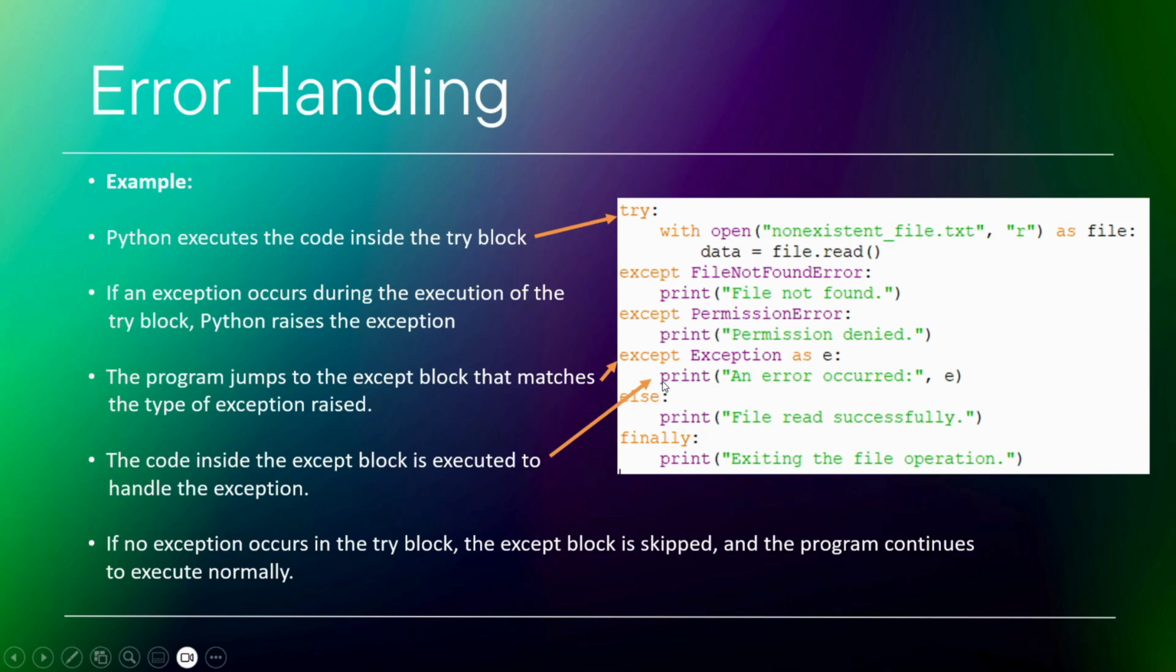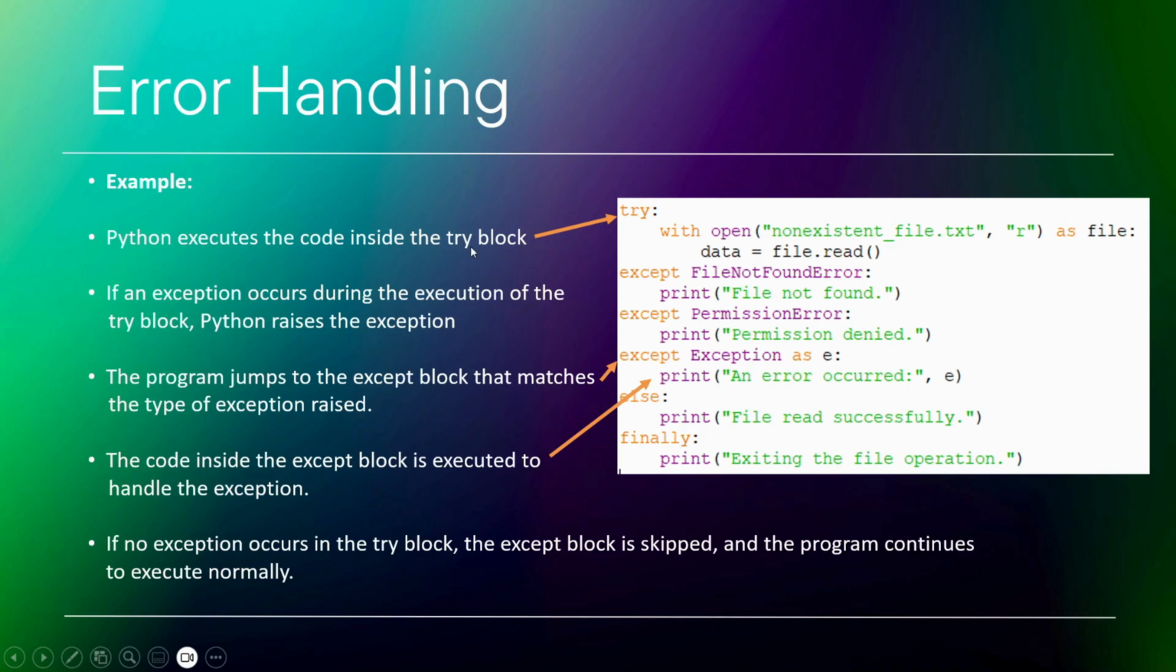And we can also have an else statement, that is, if the exceptions do not occur, if the try works with no exception, we have else, and then we have the finally keyword. Anything that is in the finally block will be executed irrespective of whether the error was raised or not.